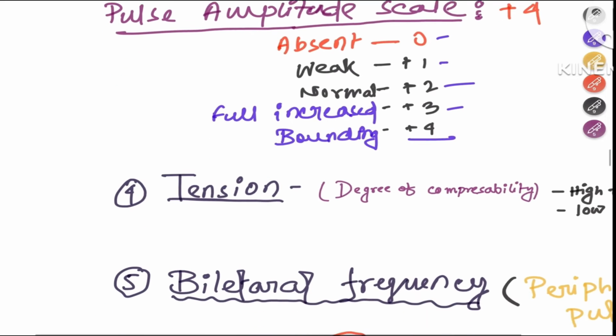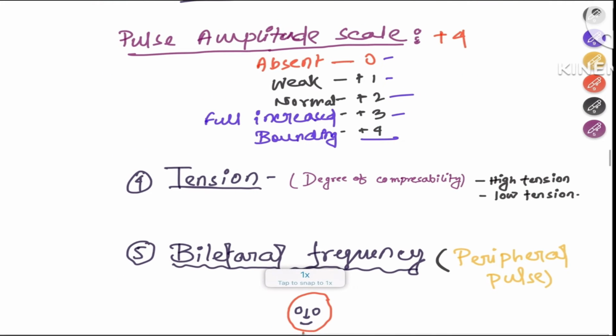Next is the tension. What is tension? Tension is the degree of compressibility, meaning how much you can compress the artery. High tension means you can't compress the artery, or it's very difficult to compress it. The artery is very tight or very hard. That is high tension. And low tension means it's very easy to compress the artery.